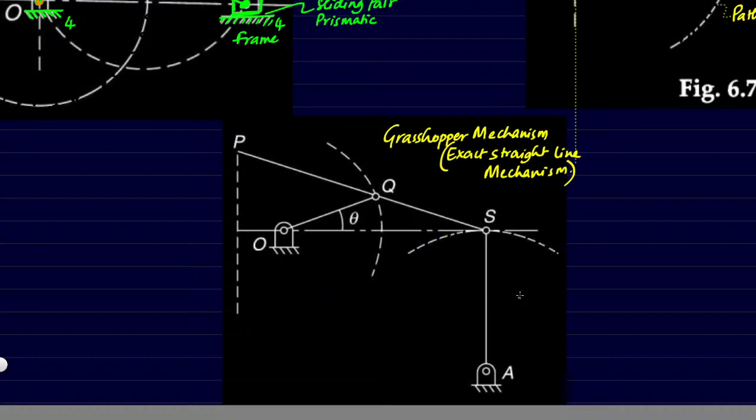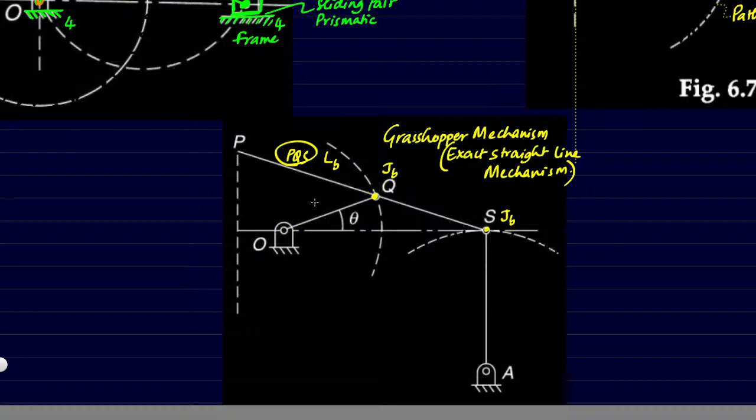Okay. So let us see how many links are there here again. PS is one single link. So PQS is a single link. Fine. And what type of link is this? How many connections are there on this? Q is a binary joint. And S is also a binary joint. So there are two joints located on the link PQS. So this link is a binary link.